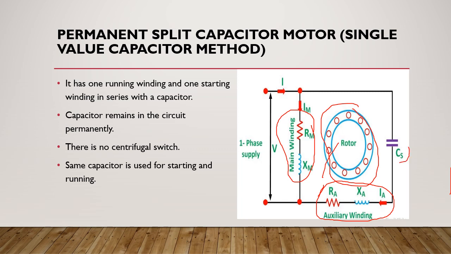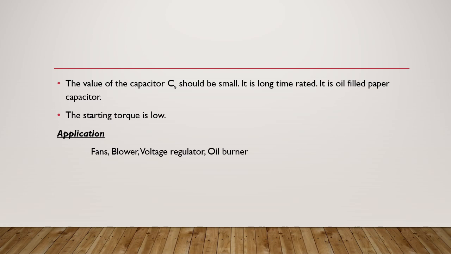There is one capacitor, and it remains in the circuit permanently. There is no centrifugal switch. You see, in the three motors we explained before, there is a centrifugal switch, but here there is no centrifugal switch. The same capacitor is used for starting and running. The value of capacitor CS should be small. It is long time rated. It is an oil filled paper capacitor.